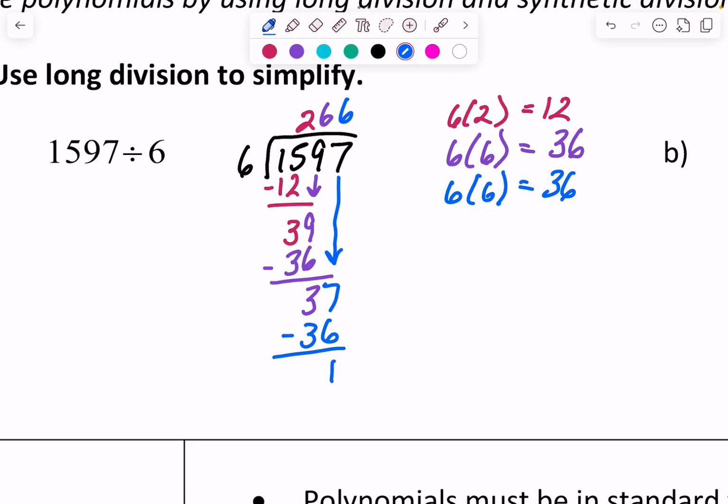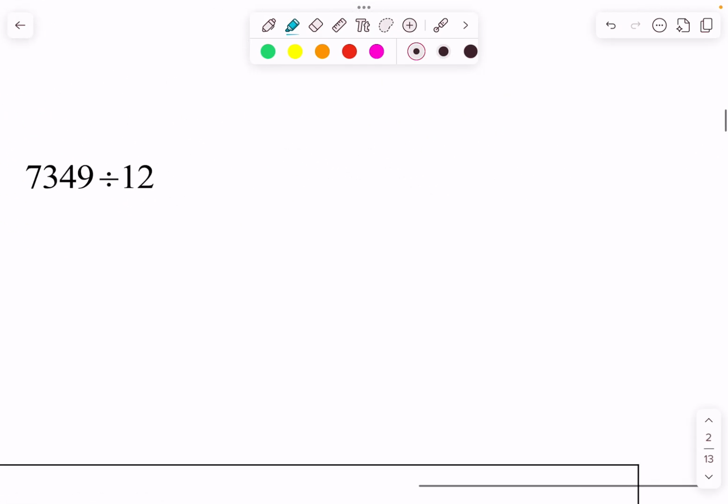So then we have 1 left, so we're going to write that as a fraction. So 1 over 6, because 6 is what we were dividing by. So this is our final answer. Okay, so we can do the same thing here.